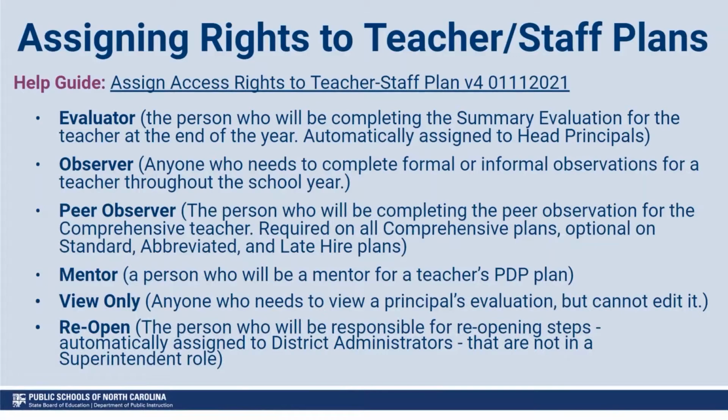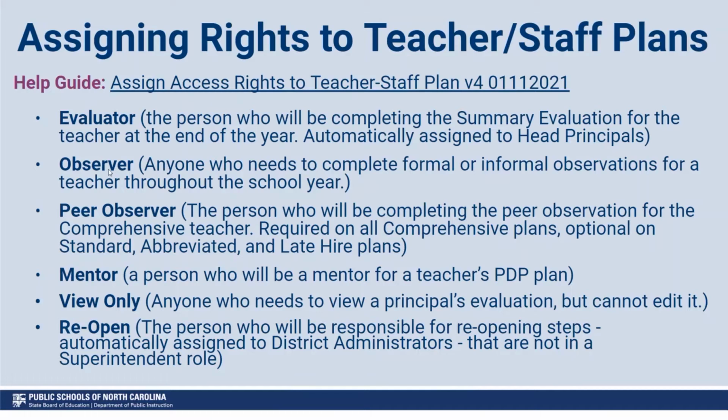You can give your AP a site administrator role, but it does not give them any evaluator or observer rights. Just remember that. They still need to be manually assigned. The only person that doesn't need a manual assignment of evaluator is your head principal that has a budget code of 114. So let's look at each of these. The evaluator is somebody that can complete all the observations and the end of year summary evaluation. If you have APs that don't need to do that summary evaluation, you do not need to make them evaluators.